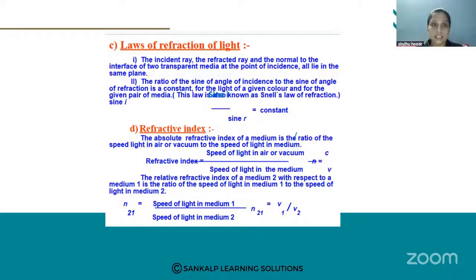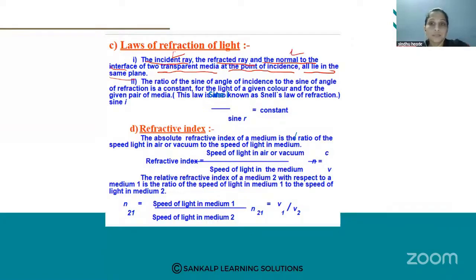What are those? One is that the incident ray, the refracted ray, and the normal to the interface of two transparent media at the point of incidence all lie in the same plane. See, this is the simple statement. What are the things that lie in the same plane here? First, the incident ray, second, the normal which we drew at that point of incidence, and next, the refracted ray.